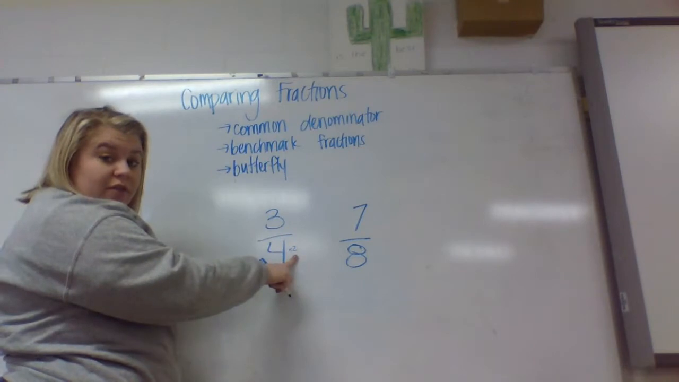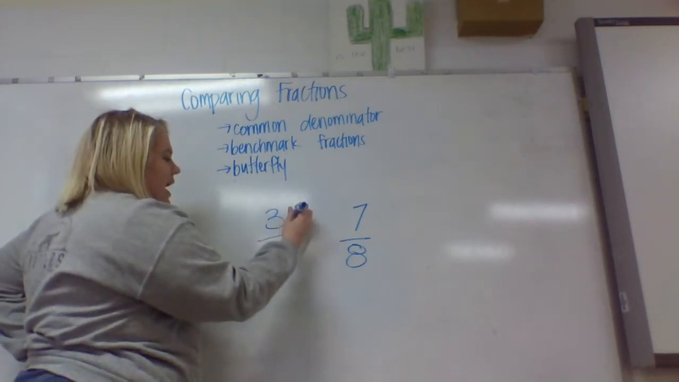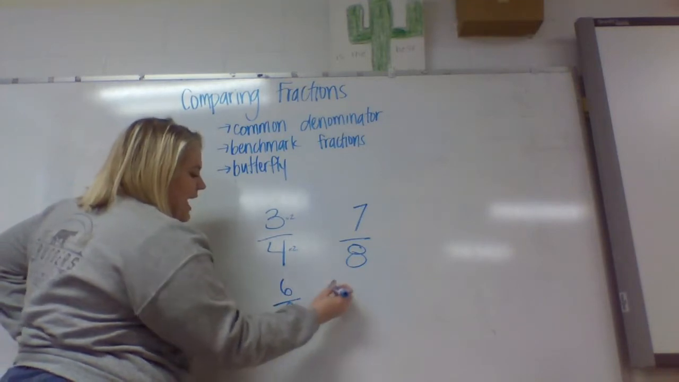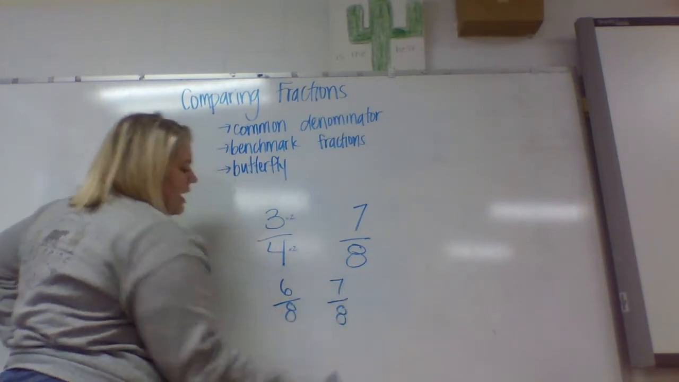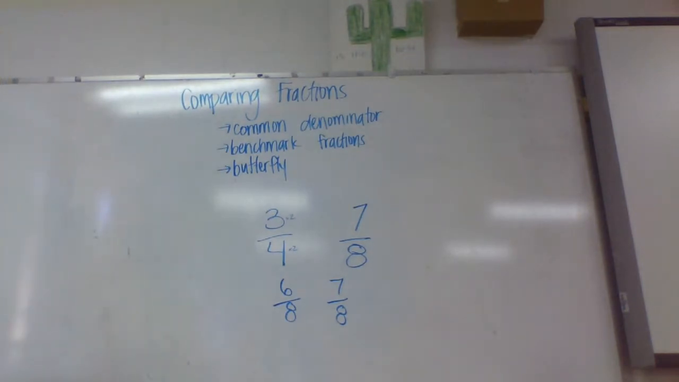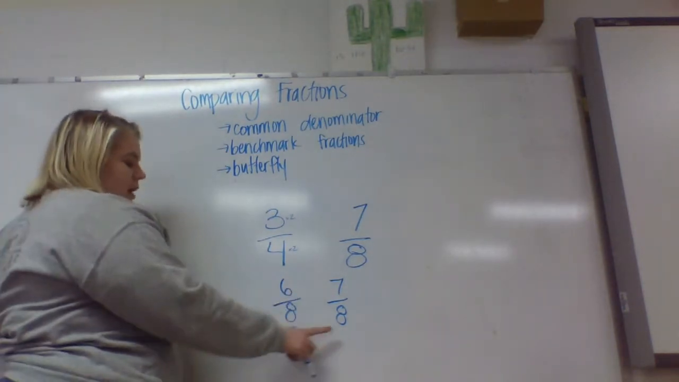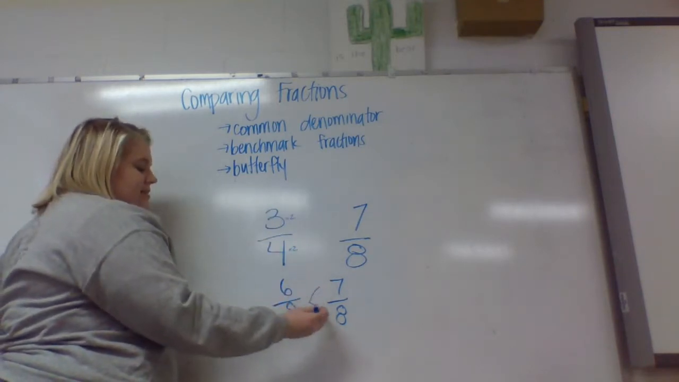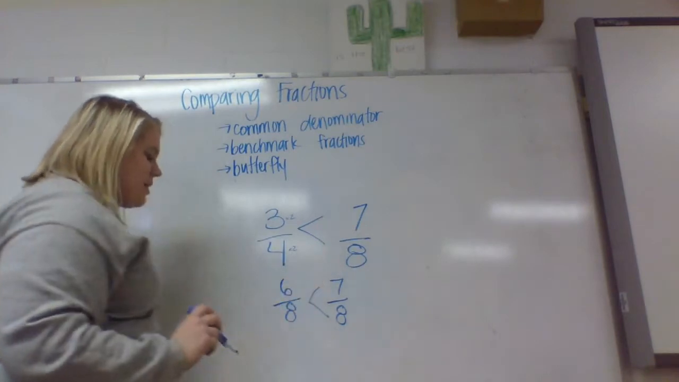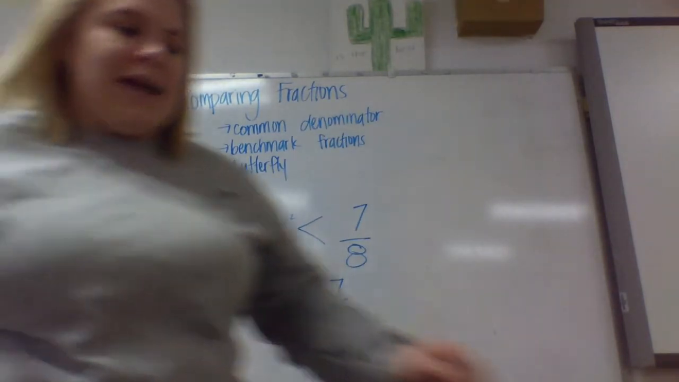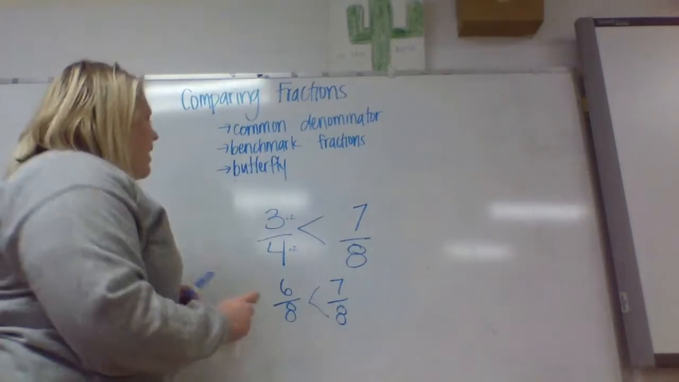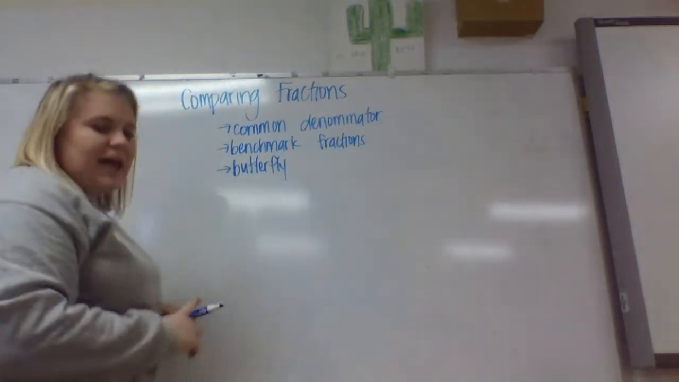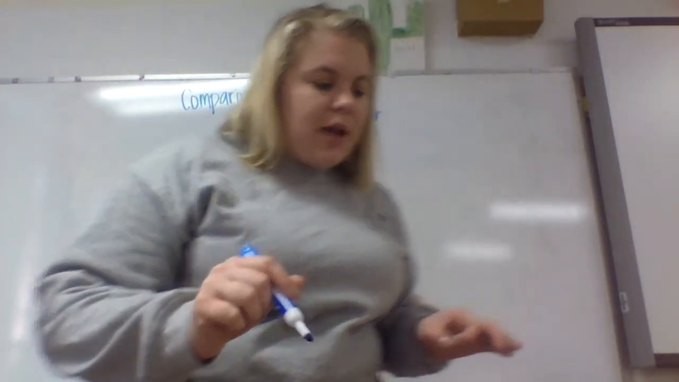Well, like when we made equivalent fractions, whatever I do to the bottom, I have to do to the top. So 3 times 2 is 6. 4 times 2 is 8. So now I'm comparing 6/8 to 7/8. Well, I know that if they're both the same size whole and they're broken into 8 pieces, 7/8 is more than 6/8. So that means that 3/4 is less than 7/8. I made a common denominator. Not all of them are going to be that easy though, but it's still not bad.